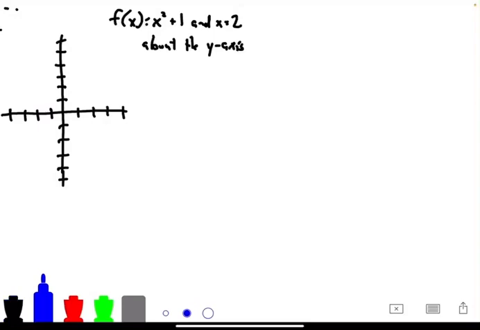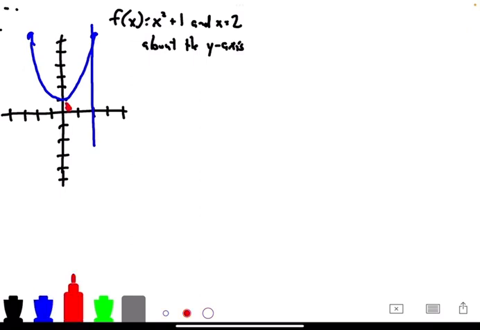So the first thing that we do, I want us to graph, we have f of x is equal to x squared plus 1 and x is equal to 2. So the first thing we want to do, let's graph the function x squared plus 1. Okay, so that's going to give us this parabola shifted up 1 unit, of course. And now x is equal to 2. That's a vertical line.